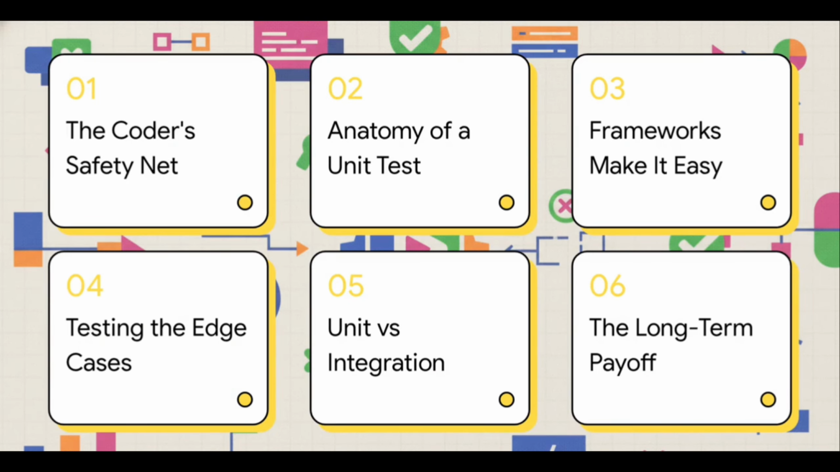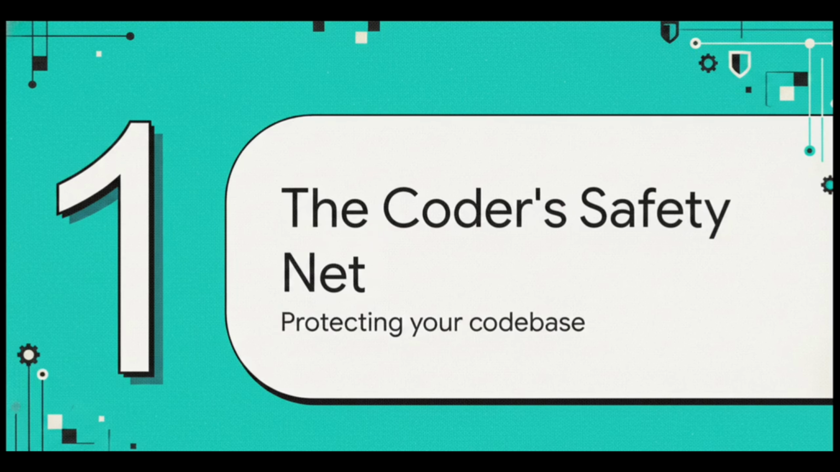So here's our roadmap for today. We'll start with the coder's safety net, then look at the anatomy of a unit test. After that, we'll see how frameworks make it easy, dive into testing the edge cases, compare unit versus integration testing, and finally, look at the long-term payoff. All right, part one, the coder's safety net and how it actually protects your codebase.